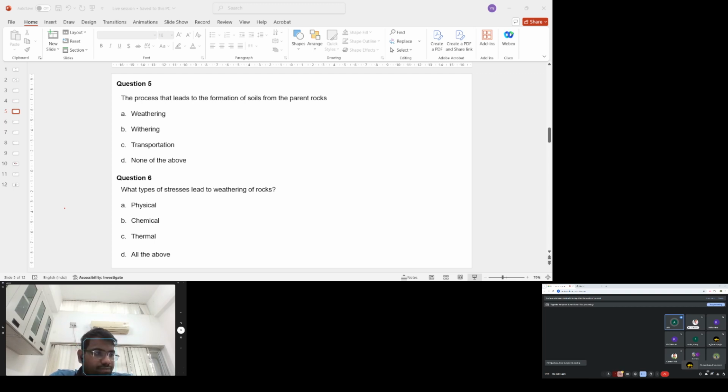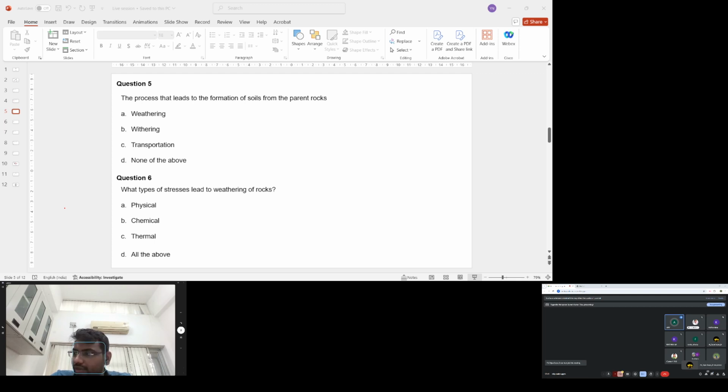Anyone? Temperature changes... thermal actually. It is wedging of the ice or something. Abrasion. Abrasion is collision of some rocks, and it can be observed in physical weathering. Okay. Any others?